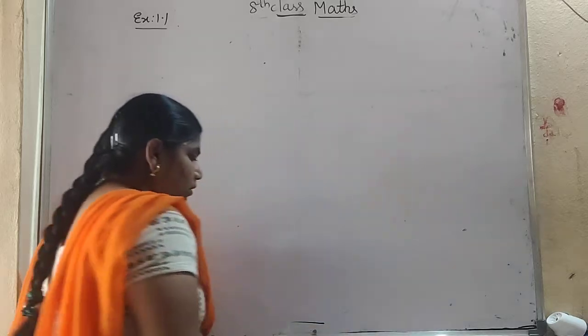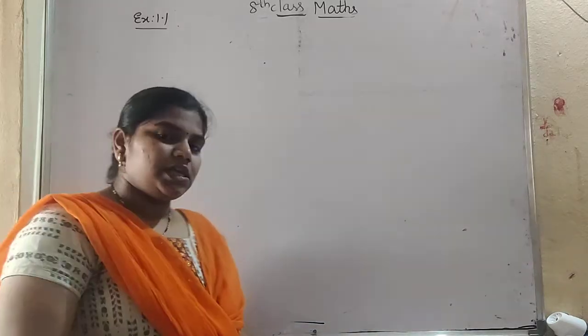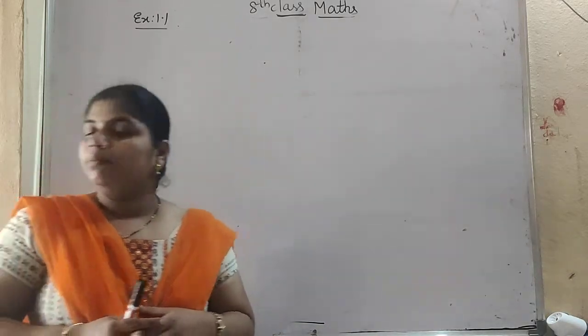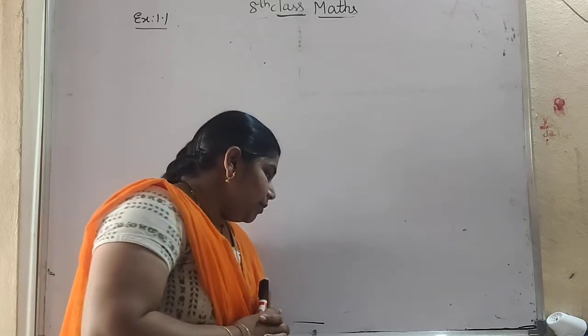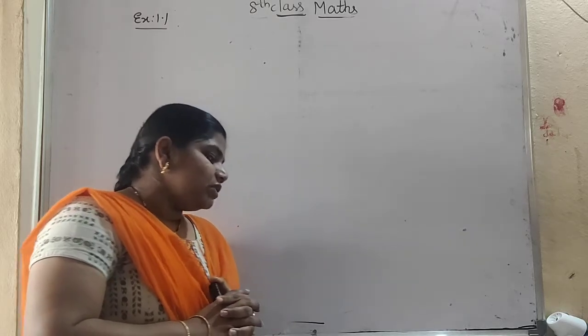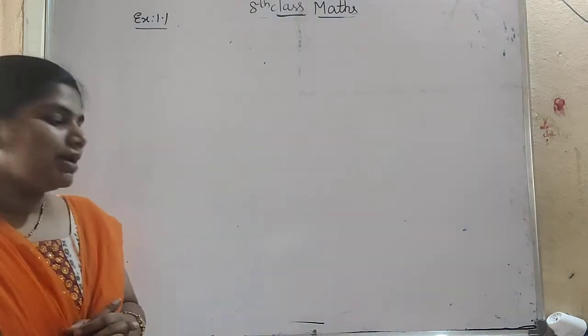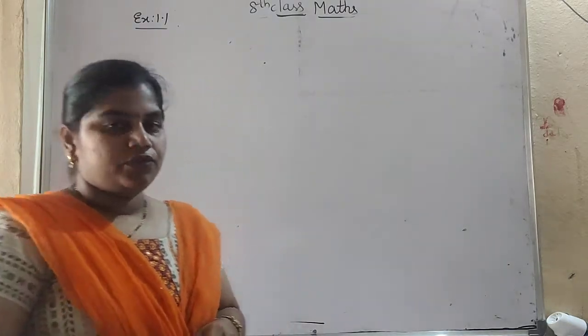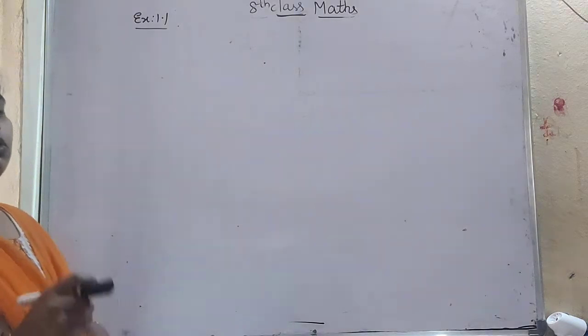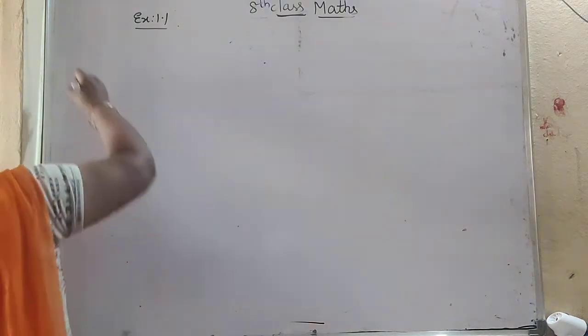So what is 10th one? The sum of two rational numbers is 8. So if you are adding any two rational numbers, the result will be 8. So if one of the numbers is minus 5 by 6, in the two numbers, one number they have given as minus 5 by 6, the other number we have to find. So here also the unknown number we will take as x.